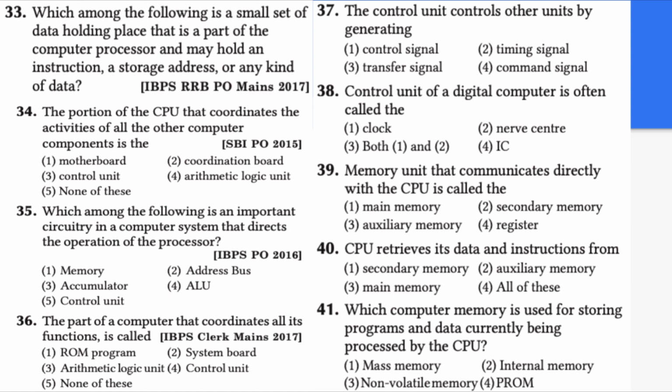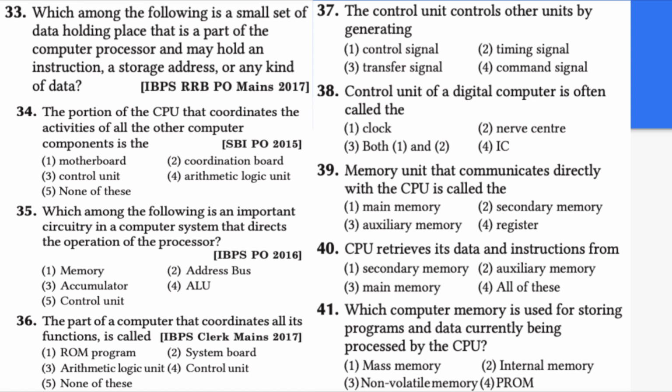Moving on to question 36. The part of a computer that coordinates all its functions is called. Here, the correct answer is 4. Control unit. The control unit is the part of the computer that coordinates all its functions, ensuring smooth operation.